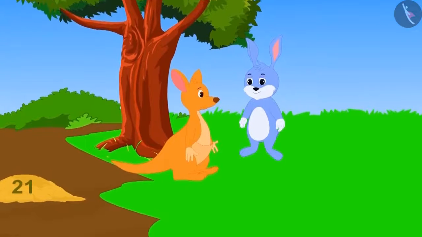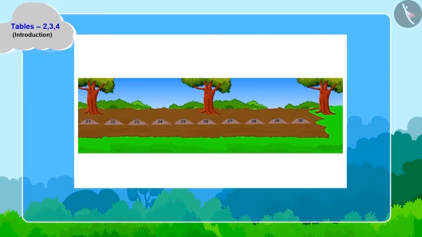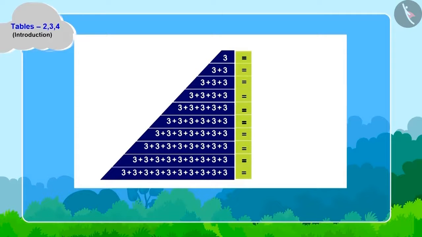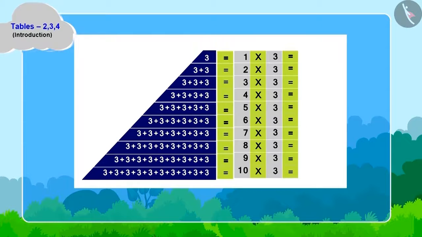Kittu reached the 21st stone in his 7th jump, got down from there and crossed the swamp easily. Children, can you tell that if Kittu could take the 8th, 9th and 10th jump, which stone would he reach? On 24th, 27th and 30th stone. And children, now if we write it in the form of multiplication, then what will we get?